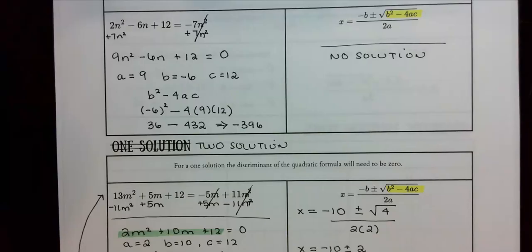I hope that all of these examples have helped you understand a little bit more about what the quadratic formula does, what the discriminant does, and how it helps you find your answer.